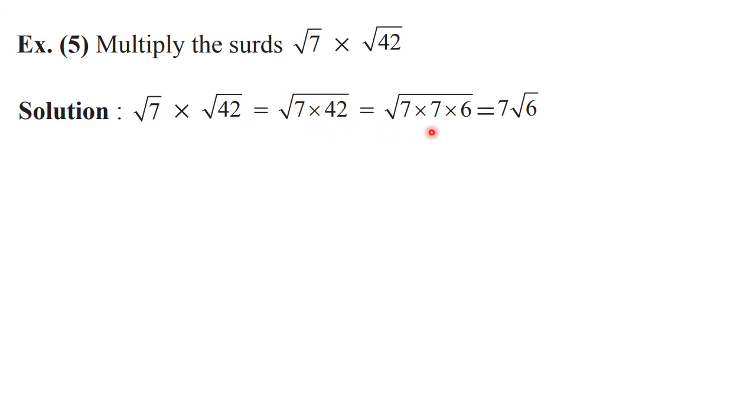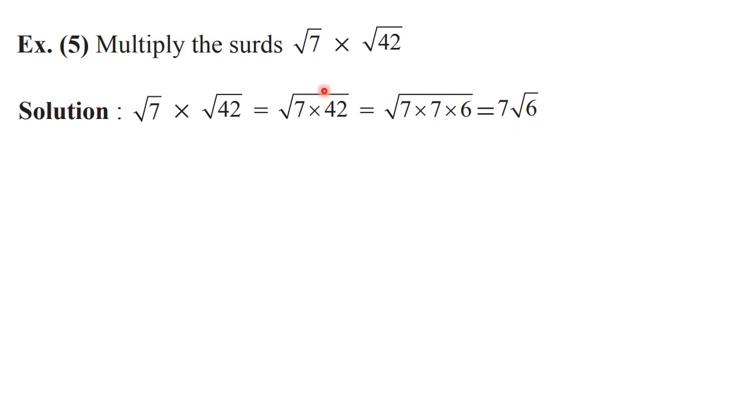Now inside here 42 you can factorize as 7 into 6. Why 7 into 6? Because here one 7 is present. You know that if we get a perfect square here, then we can take it out. So 7 into 7 is 49. That is the perfect square of 7. Or 2 times, when the pair comes, we can take it outside as a single number. So that is 7 root 6. It's a perfect square, so taken out, and root 6 as it is. So in this way we can simplify.